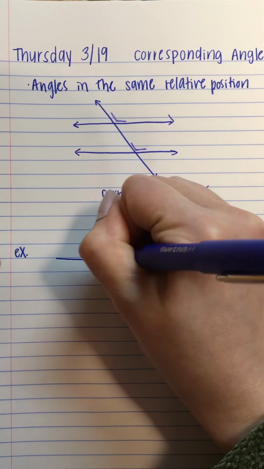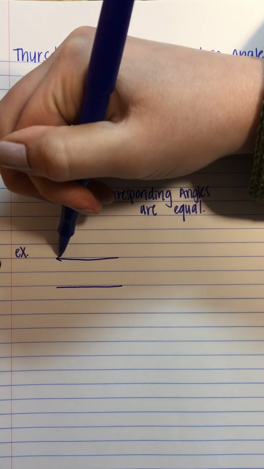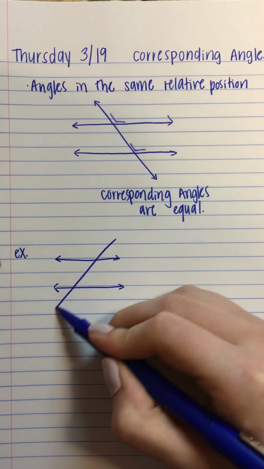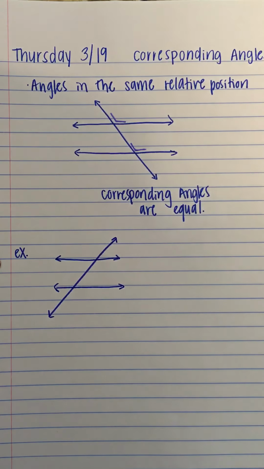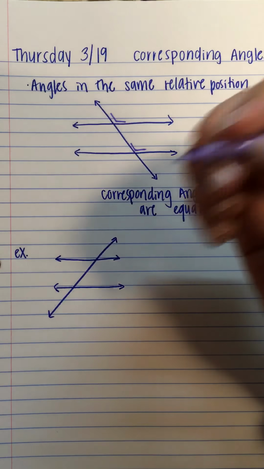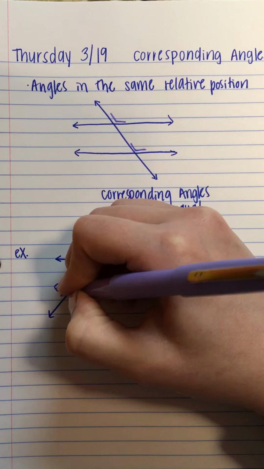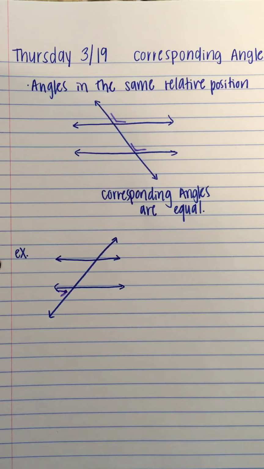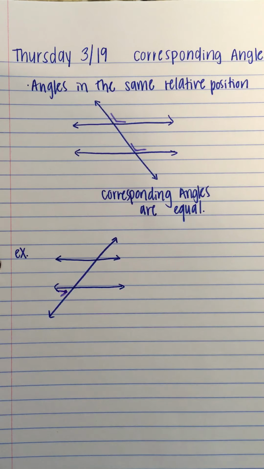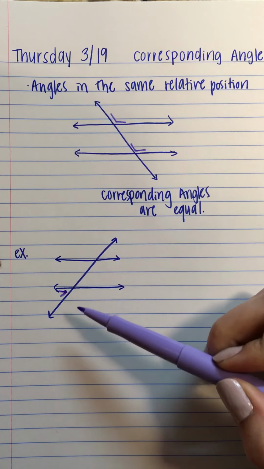So for example, not the straightest line I've ever drawn, but it's okay. So let's say we're going to talk about, how about this guy right here? This angle here. So if I want to know which angle is corresponding, notice that this angle is on the right of the transversal, so I need to pick one of these other angles that's on the right of the transversal.